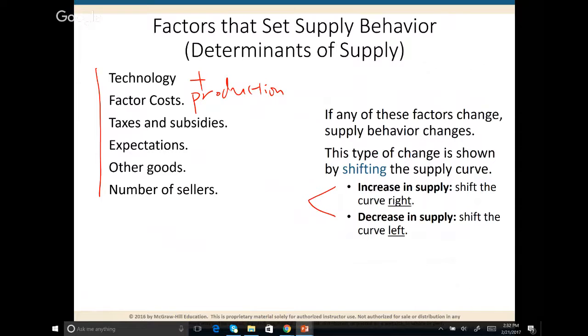Next one is tax and subsidy. Tax is anytime you do something, you're going to pay money to the government, that's a tax. A subsidy is like a negative tax. Which means that if you do something and the government pays you money for it, that's a negative tax or a subsidy. So anytime you have a tax, supply decreases. Every time you have a subsidy, the supply will increase, because with more subsidy, that pretty much means your profit is higher. So at a higher profit, companies have more incentive to produce more.